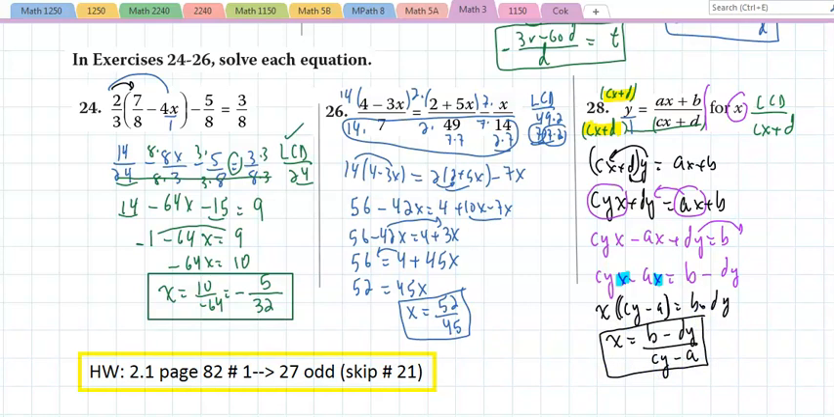There's your homework, section 2.1 on page 82. You're going to do numbers 1 to 27 odd. You're going to skip number 21.